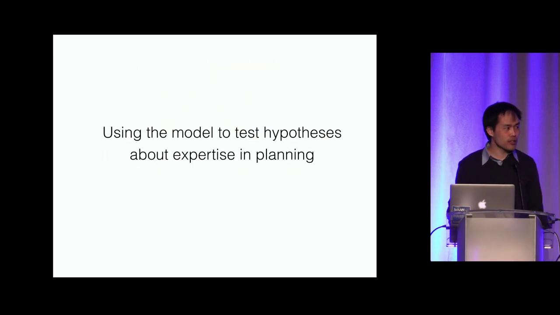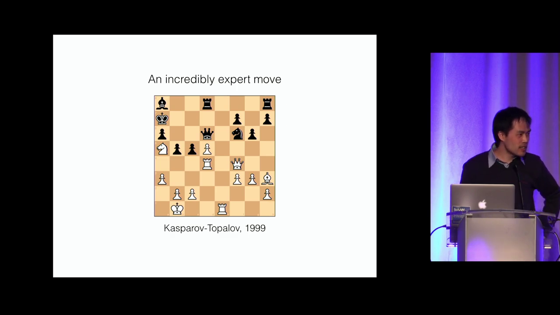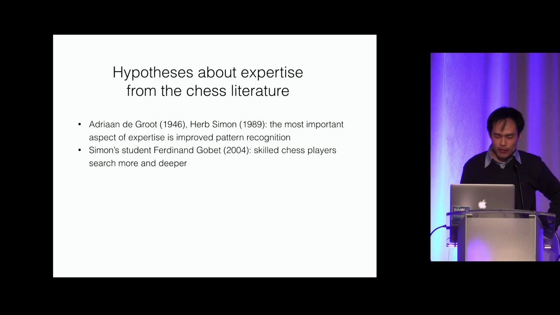Now, what can we do with the model? We can test hypotheses about expertise in planning. So anybody plays chess on a regular basis here? Okay. Anybody knows what Kasparov, the world champion, played in this position? It's a completely insane move. Anyone knows? Okay, so Kasparov took the pawn on d4 with his rook, and that seems completely insane because the rook can be immediately captured by the pawn on c5. It turned out he won after 20 more moves, and he had seen it all in advance. It's one of the best games, according to many people, ever played.